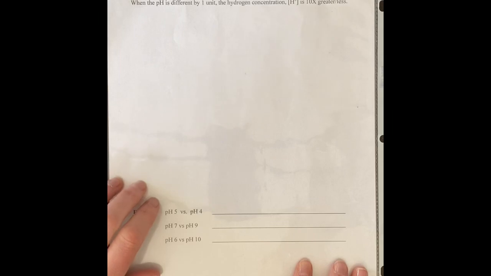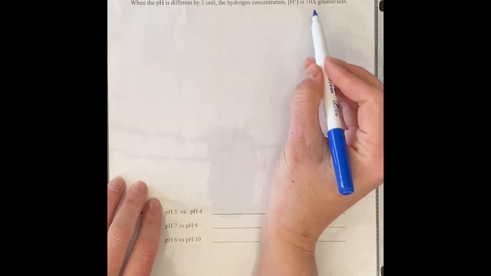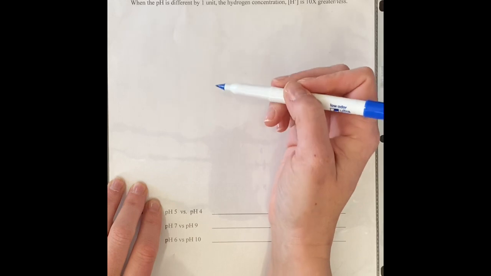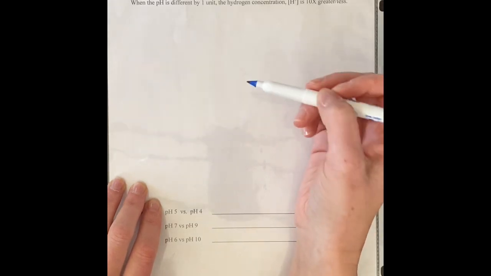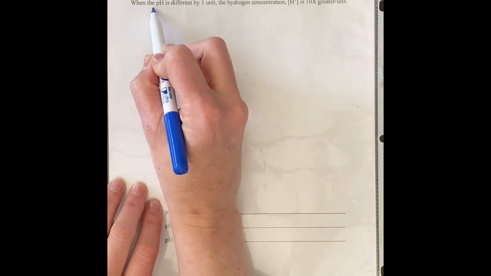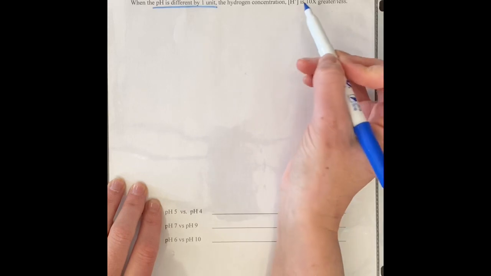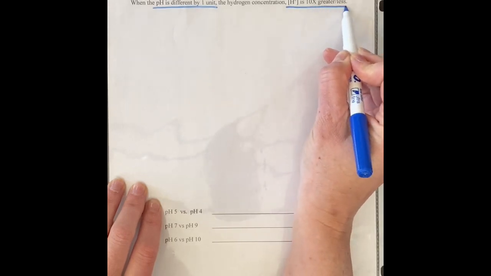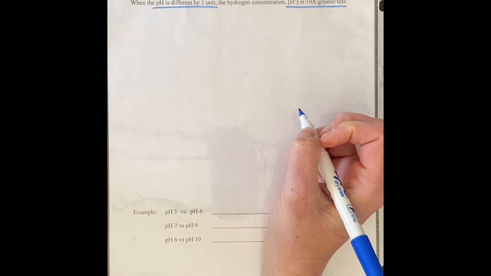So now, moving on, multiples of 10. Every time you change the pH by 1 unit, you are changing the hydrogen concentration by a multiple of 10, because we were talking about that 1 times 10 to the negative 4, 1 times 10 to the negative 6. Those are jumps of 10. So when the pH is different by 1 unit, hydrogen concentration is 10 times greater or less.